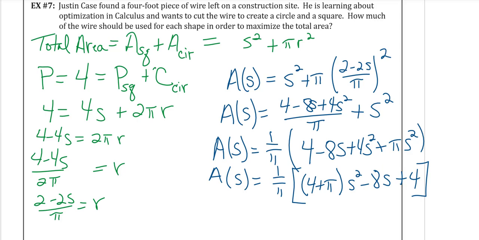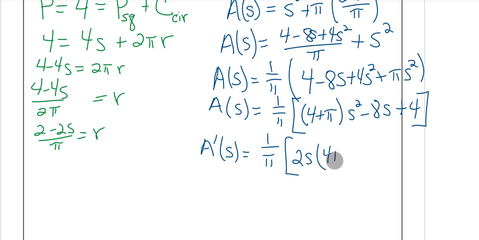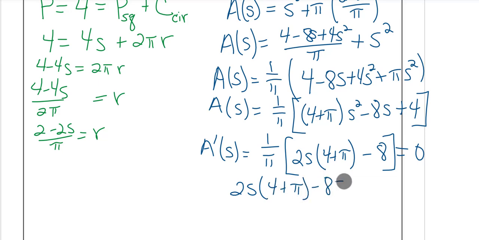I'm going to set that equal to 0. Oh, I got to take the derivative first. It just makes taking the derivative a little easier. So A prime of s is going to equal, I have my 1 over pi here, and then I'm going to have the 2s, and then I still have the 4 plus pi here, and then I have minus 8. Okay, so this is what I'm setting equal to 0. So I can get rid of the 1 over pi, I can divide it out. So I have 2s times (4 plus pi) minus 8 equals 0.